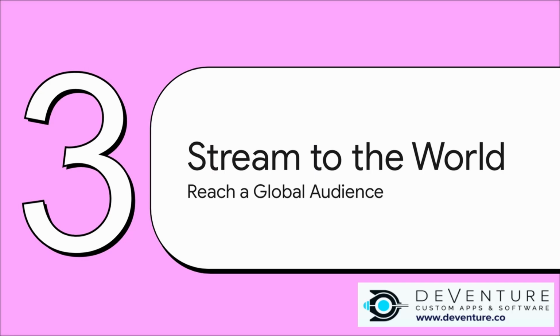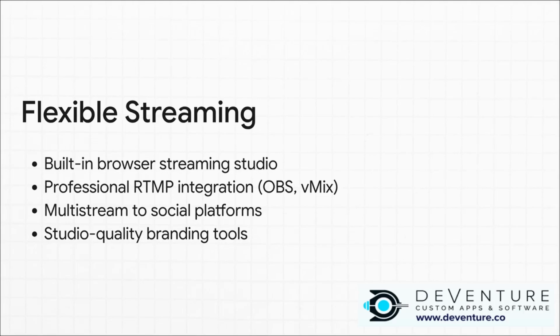In today's world, an event just isn't confined to a single room anymore. It needs to reach a global audience. And that's where having a powerful integrated live streaming capability is an absolute game changer. And check out the flexibility you get here. You could go live directly from your web browser for a quick and easy stream. Or if you want to get fancy, you can plug in professional tools like OBS or vMix for a really high-end production. You can even multi-stream to all your socials, YouTube, Facebook, LinkedIn, all at once, and slap on studio-quality branding like logos and overlays to give it that polished, professional look.